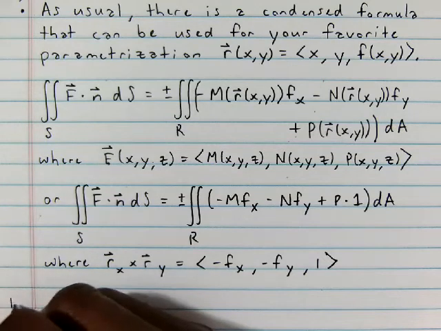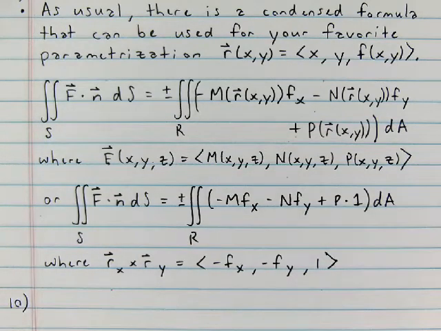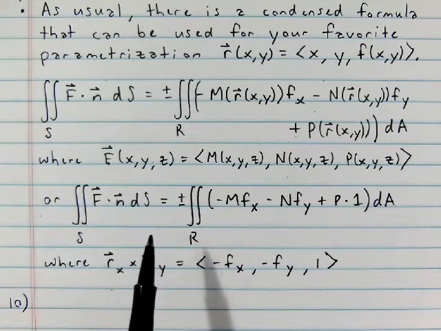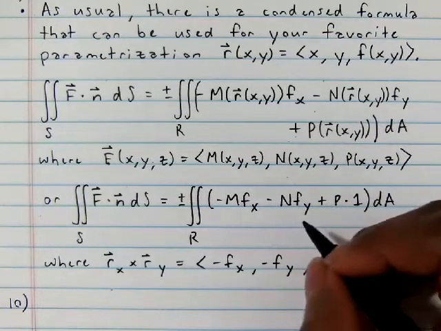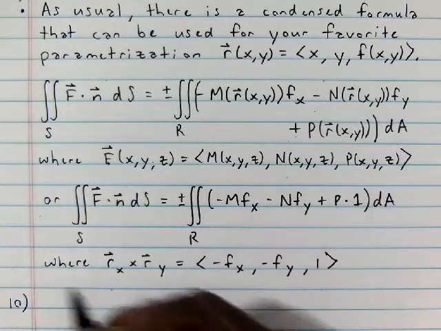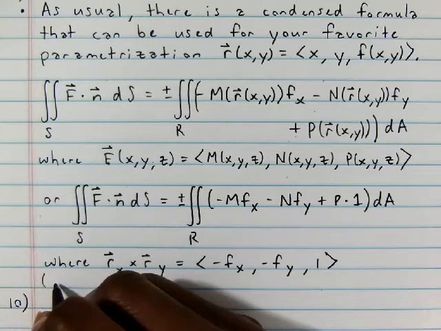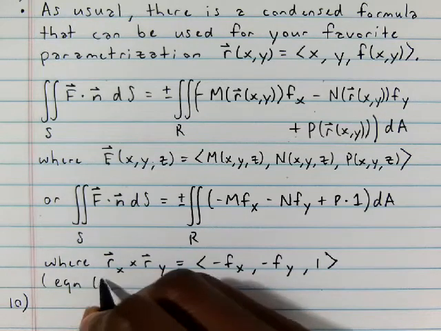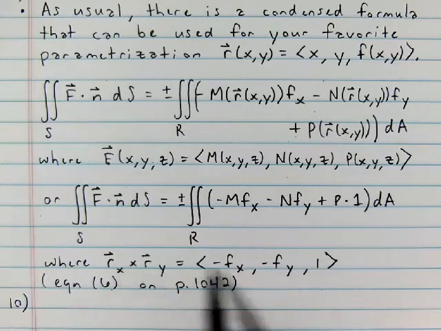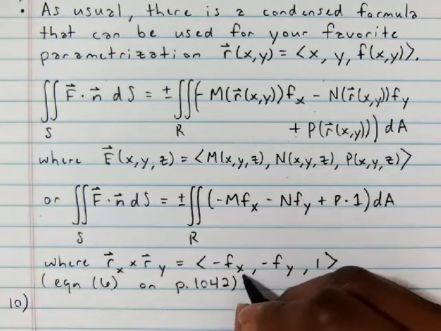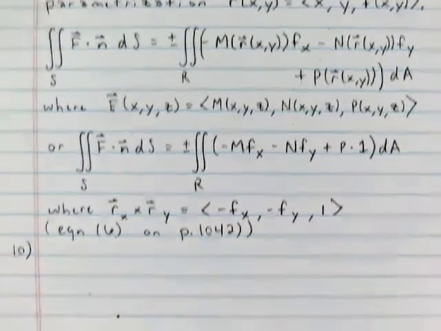Sorry, I said I was going to reference where this is in the textbook. This is equation 6, I think, that they were talking about in the textbook, and it's on page 1042. Let me write it down here: Equation 6 on page 1042. And that's not this part down here, it's just this whole thing up here that is on that page.